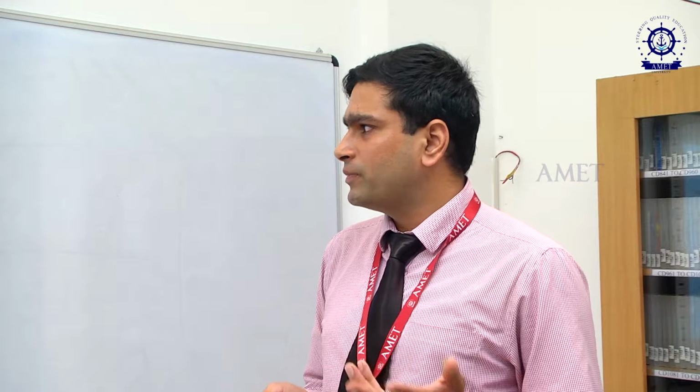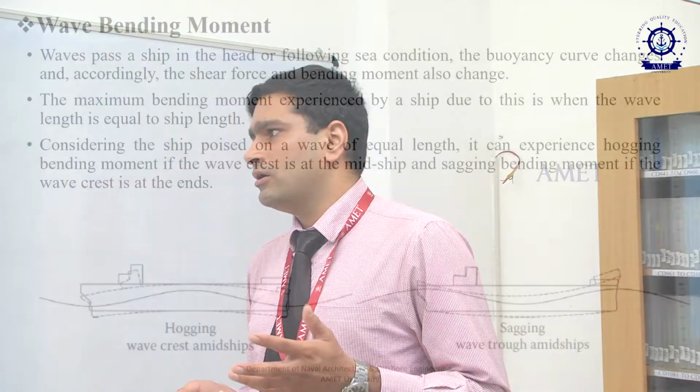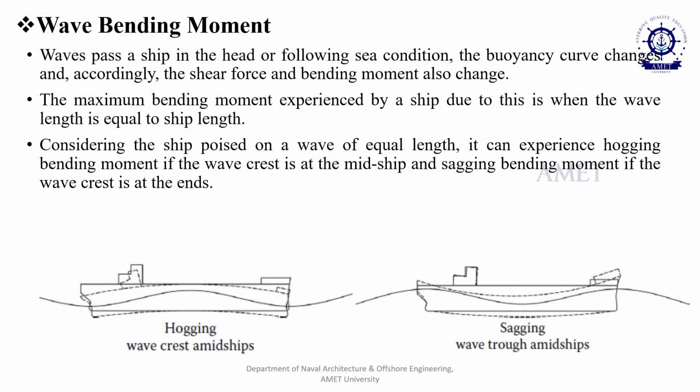So, considering the ship, it is not always poised on a wave, meaning it is not ideally standing on a wave of equal length. It can experience hogging bending moment or maybe a midship sagging bending moment. It can also happen that there is a slight change in the angle, where we will see and also discuss how the torsion is generated.